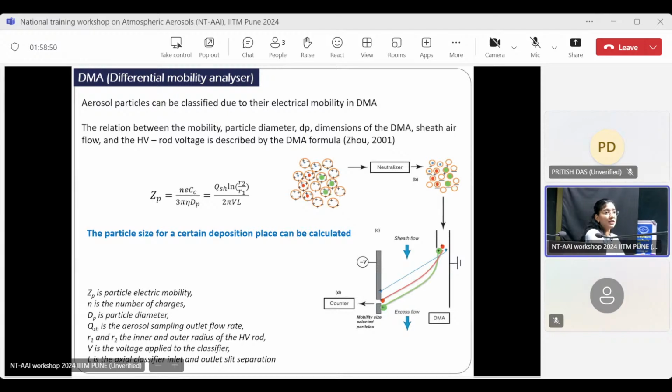If your voltage is fixed, because you are giving the voltages, then from this equation you can at least find, corresponding to what voltage, what mobility size classes are exiting this slit. Okay.